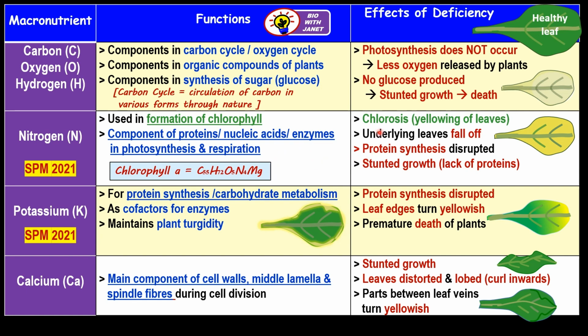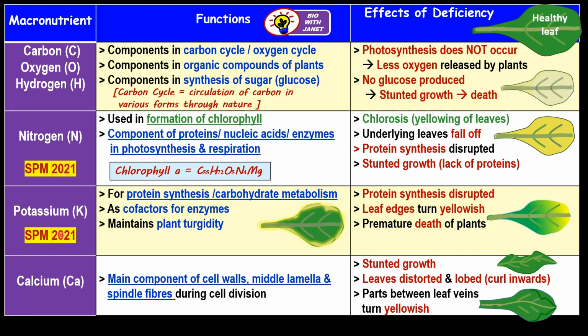So if there's a lack of nitrogen, chlorophyll is not formed, then chlorosis occurs, which is the yellowing of leaves, as seen here. Then the underlying leaves fall off, the leaves that are below will fall off. Protein synthesis will be disrupted because there's no nitrogen for the synthesis of proteins, and the plant will experience stunted growth, meaning the plant will be very small in size and the leaves will also be very small.